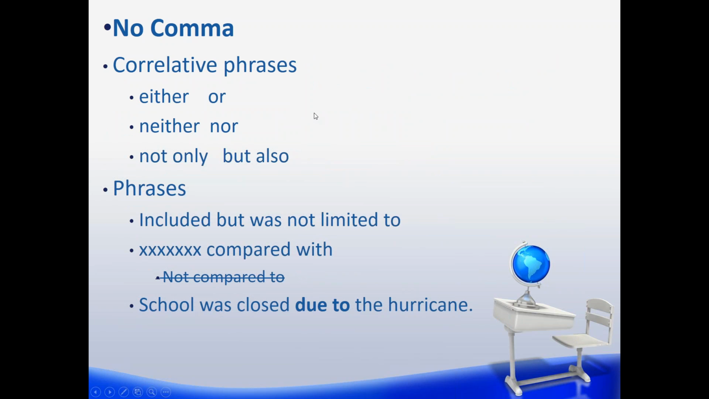Then we have these correlative phrases: either or, neither nor, not only but also, and these do not use commas either. And then some other phrases that we use frequently: included but was not limited to, does not have commas. And then one group compared with another does not have a comma here with compared. It's compared with and not compared to. And then school was closed due to the hurricane. Due to is considered a prepositional phrase, and that's why there's no comma there.